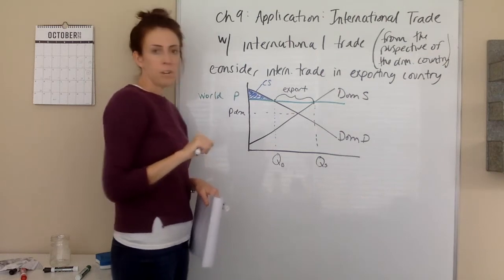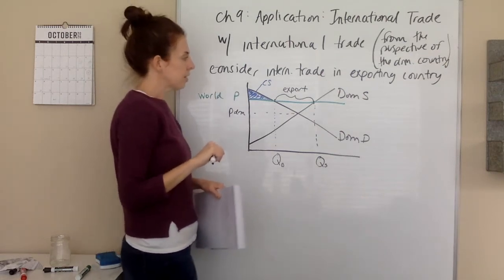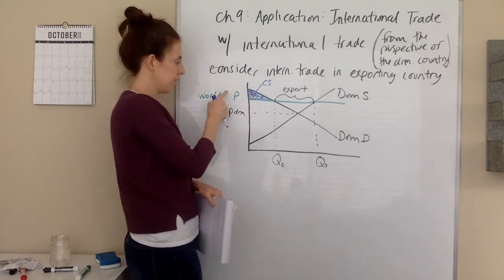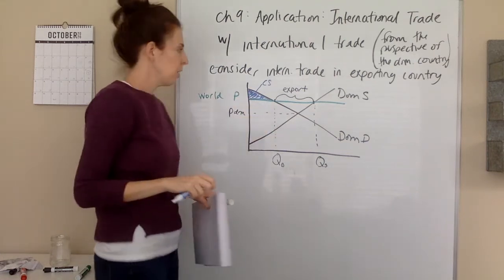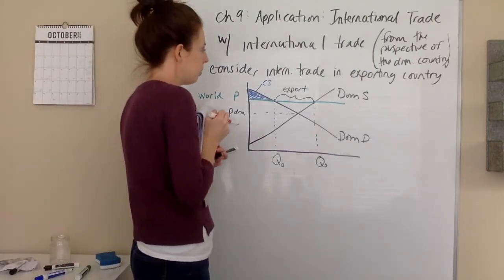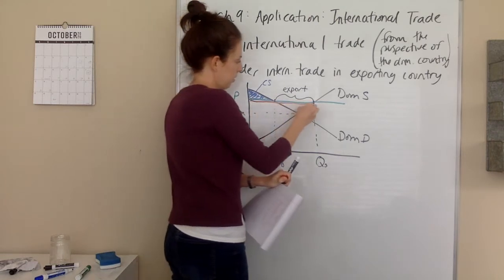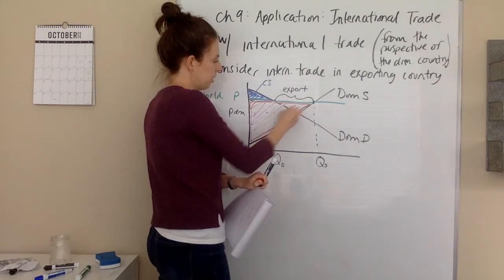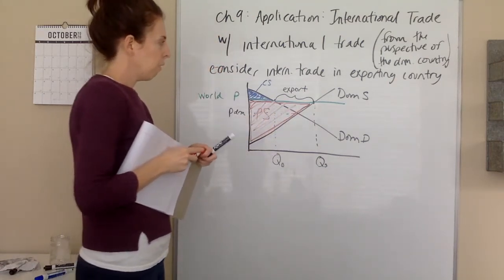However, this is great news for home manufacturers, because for suppliers, their surplus is equivalent to the triangle underneath the prevailing price, which is now the world price, and above the supply. So the whole big triangle here is all going to be producer surplus for the domestic producers.